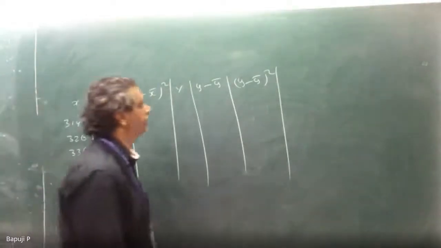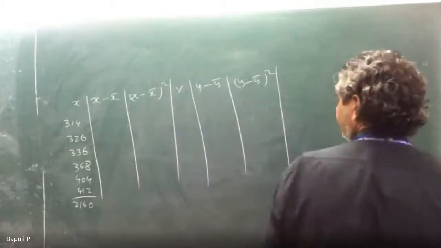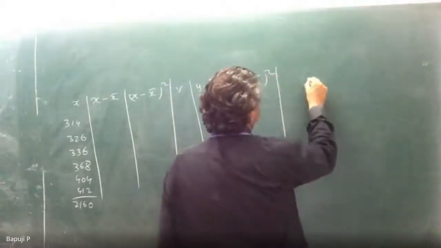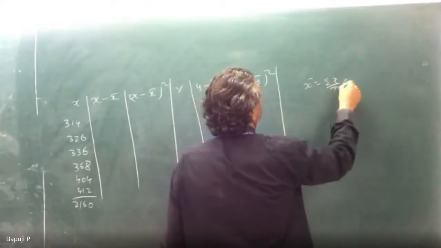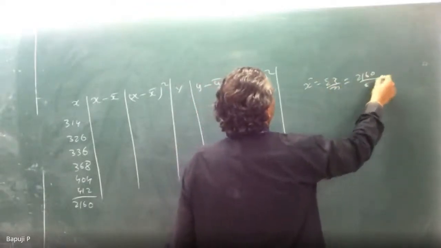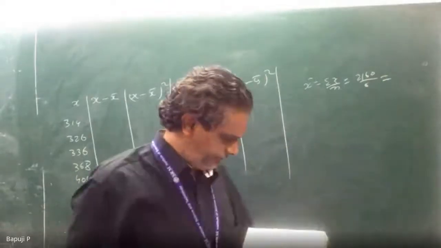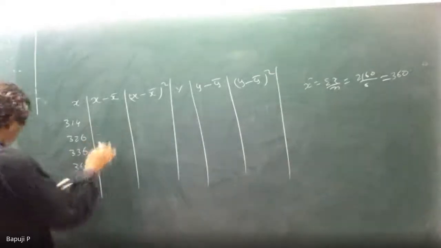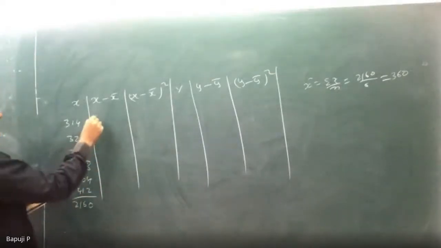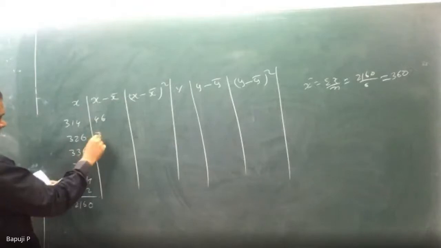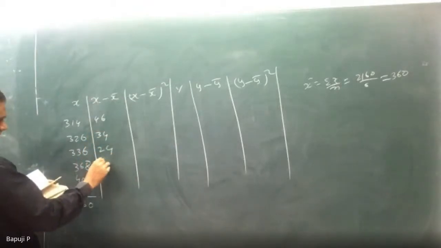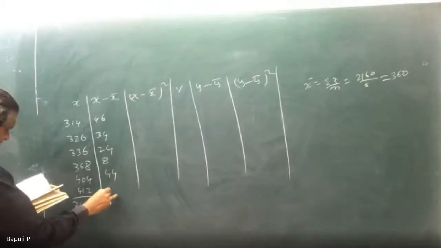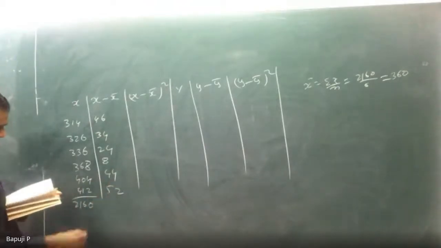Now find x minus x bar. What is x bar? The value is 360. Now find these x minus x bar values. Check, don't copy down blindly. Then you can find the squares.